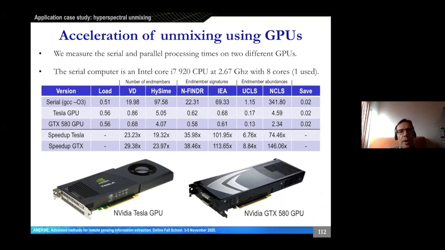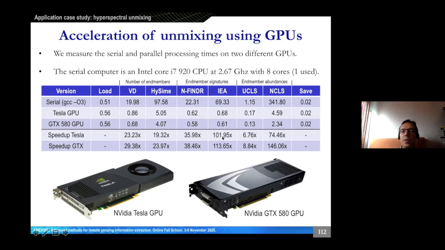We performed an implementation using a GPU, actually 2 different GPUs that are certified for onboard operation, Tesla and 580 GTX. And here we show the loading time, that means the time to transfer the data to the GPU, serial and GPU times. We calculate the speedup on both platforms. And we also provide the time in seconds for all the different algorithms that we are considering for estimating the number of endmembers, the signatures, and the abundances.